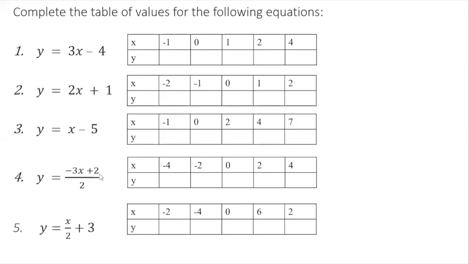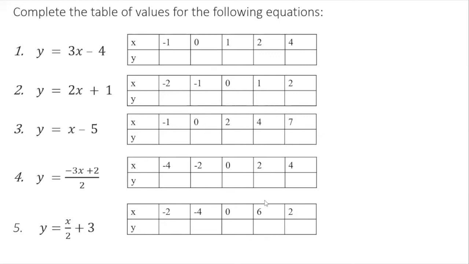And then once you simplify the top, you divide it all by 2. And whatever answer you get will be your y value. So try not to get confused when you see fractions. The process is still exactly the same. You're just replacing the x value with whatever is on the table to find your y value.